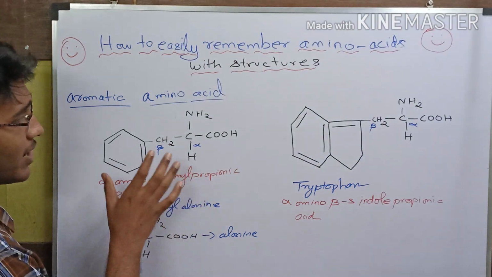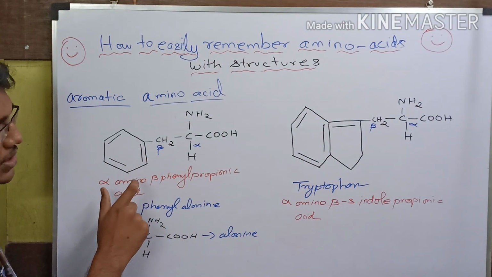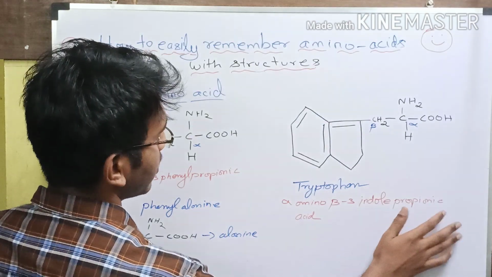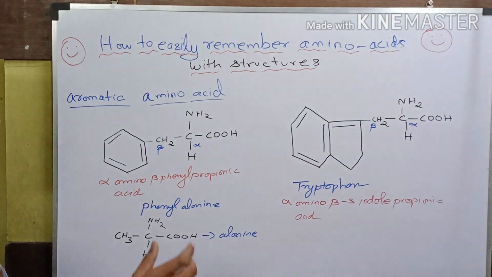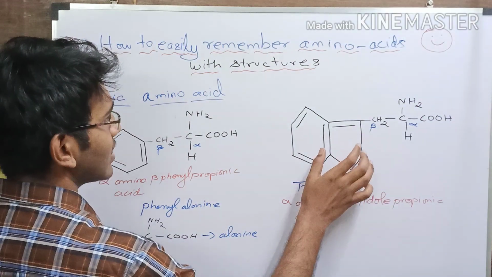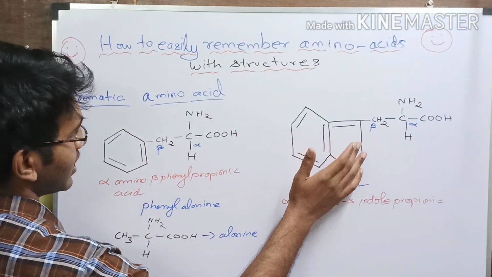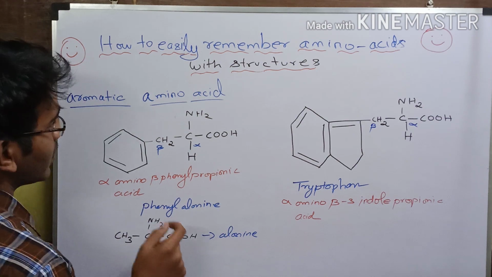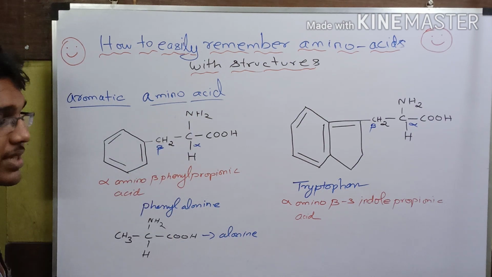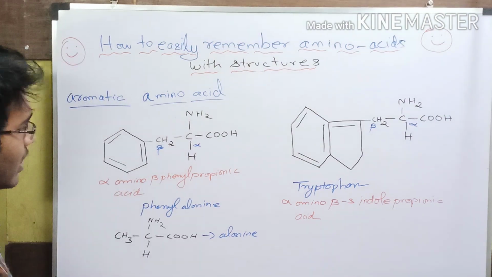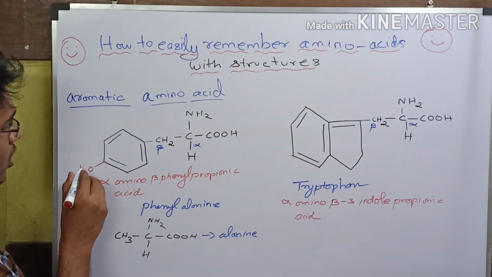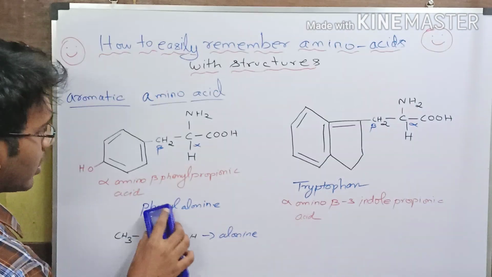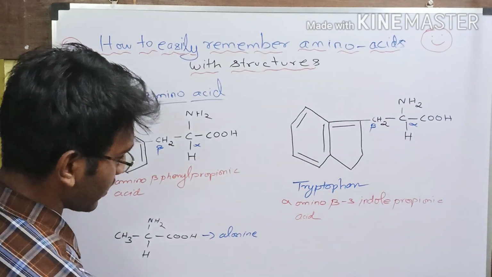Based on the structure of phenylalanine, we can easily remember the structure of tryptophan, which is called alpha amino beta 3-indole propionic acid. Here the only difference is the presence of a heterocyclic carbon ring attached to the phenyl group. This is the only difference between phenylalanine and tryptophan. Now there is another amino acid left out in this class of aromatic amino acids, which is tyrosine. Tyrosine is nothing but if you add a hydroxy group to the phenyl group of phenylalanine, you will get the tyrosine molecule. Now this molecule has become tyrosine.